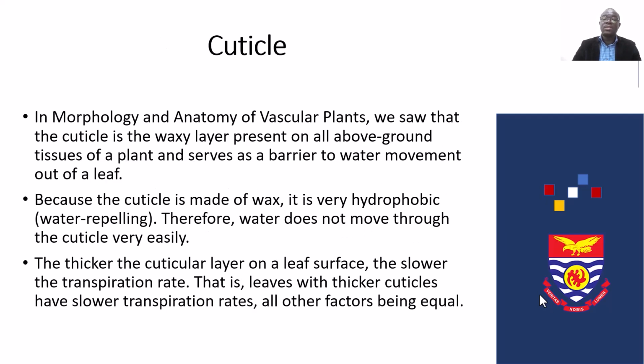Cuticle. In the morphology and anatomy of vascular plants, we saw that the cuticle is the waxy layer present on all above ground tissues of a plant and serves as a barrier to water movement out of a leaf. Because the cuticle is made of wax, it is very hydrophobic. Therefore, water does not move through the cuticle very easily. The thicker the cuticular layer on a leaf surface, the slower the transpiration rate. That is, leaves with thicker cuticles have slower transpiration rates, all other factors being equal.